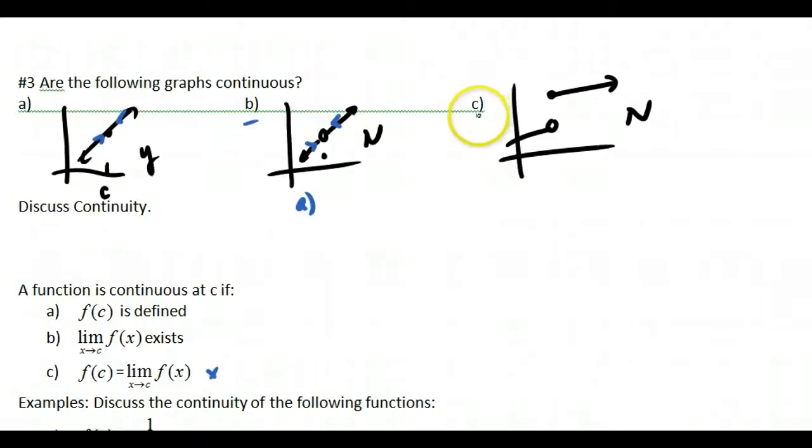And if we look at C, f of c is defined, yep. And does the limit exist? No, it does not. So as soon as we run into one of these that does not work, then our function is not continuous.